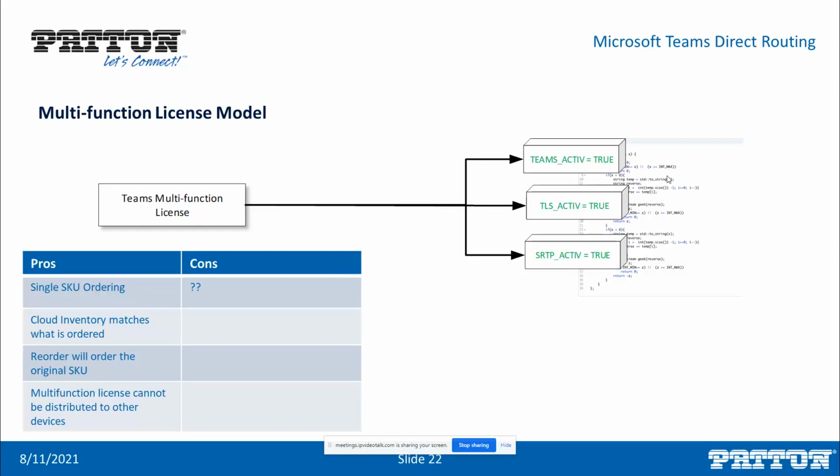Lastly, probably one of the biggest benefits is that the multifunction license cannot be distributed to other devices. So you can't disassociate the SRTP and TLS from your original intent of using MS Teams, which I think is a very big benefit moving forward.